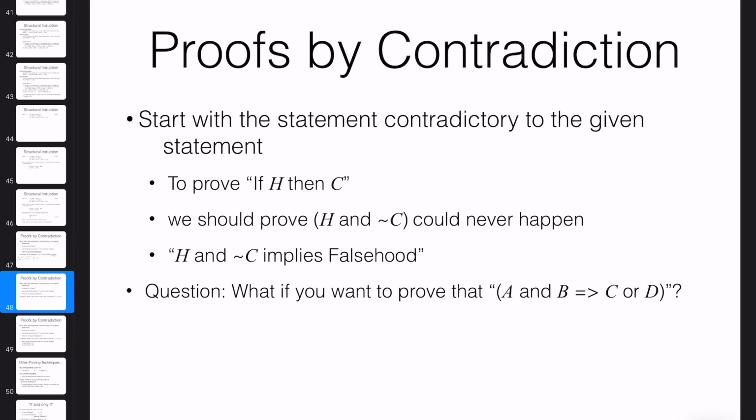The thing is, here you should be careful. When you are negating the conclusion, be careful. Don't take this theorem in this form and negate the whole thing. If you do that, your proof by contradiction would be something like this: prove that A and B, this is your hypothesis, and also the negation of C or D.